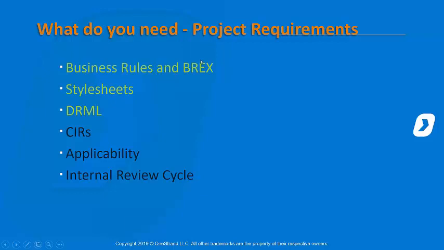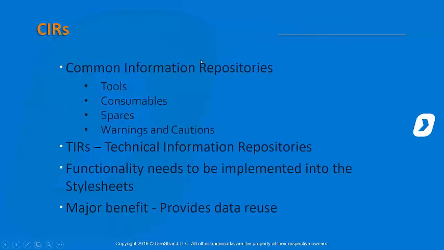So if we look at this, CIRs. CIR stands for Common Information Repository, and these are data modules that act like little mini databases for all sorts of common information. As you can see there, we've listed some of the samples, which are tools, consumables, spares, warnings, and cautions. They're sort of the more obvious and common use ones, aren't they? But it's not just limited to those.